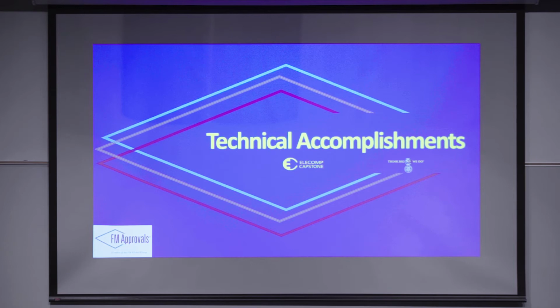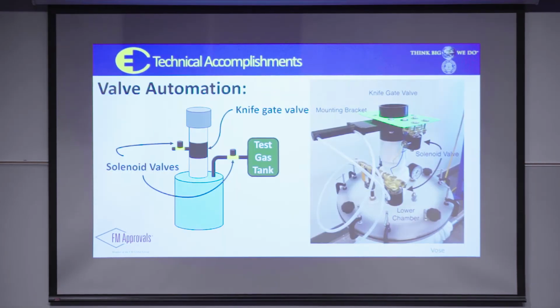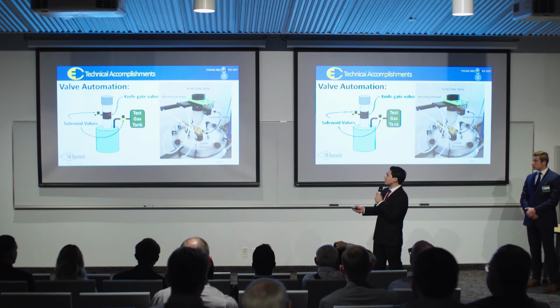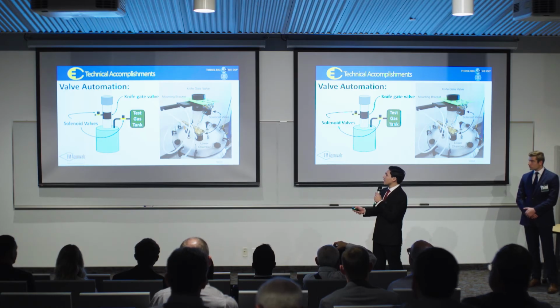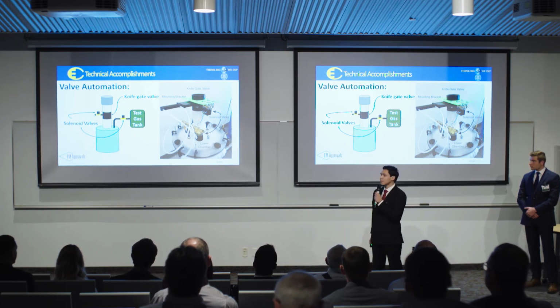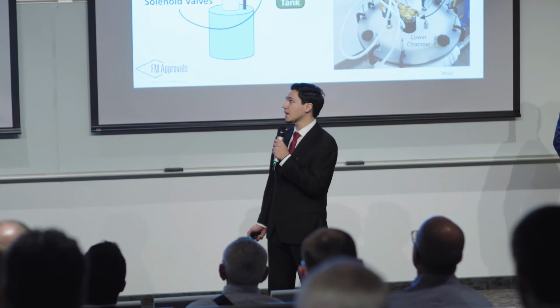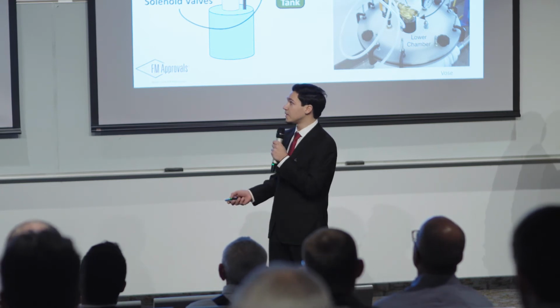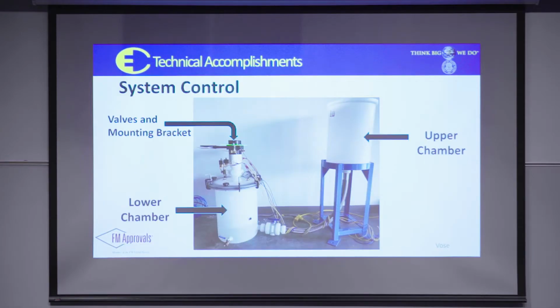The first step in automating the apparatus was to replace the manual valves with automated valves. As you can see here, we've replaced the large ball valve with a knife gate valve and the smaller ball valve with solenoid valves. These were chosen because they open up very quickly in under a second. It will not interrupt the flow of test gas up to the gas detector.